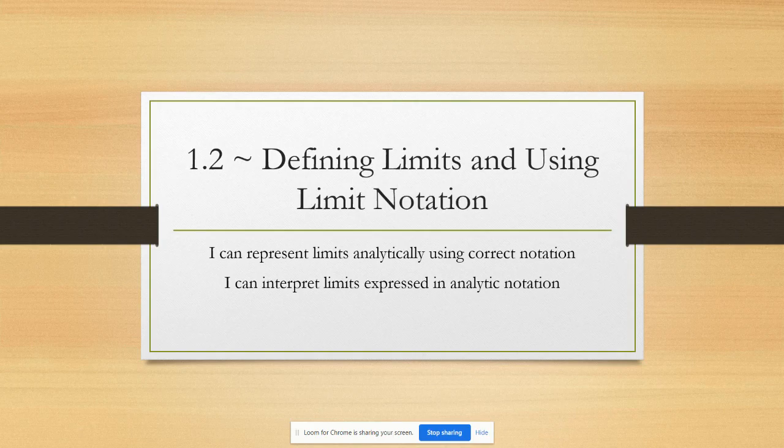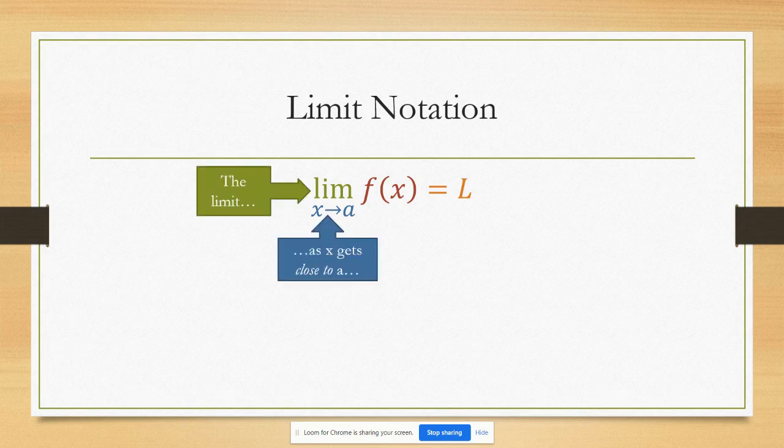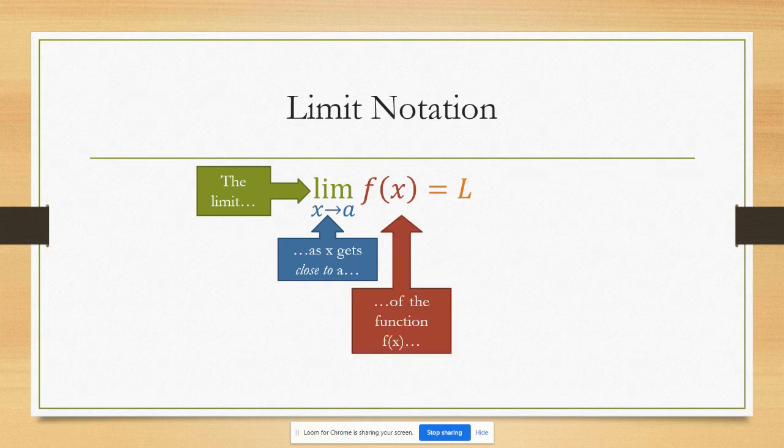Right. So this section is about learning what a limit is and learning limit notation. This is limit notation. The way you read this mathematical sentence is: the limit as x gets close to a number, and this a would be some number, of the function f of x is the y coordinate L. So the answers to limit problems are going to be y coordinates.